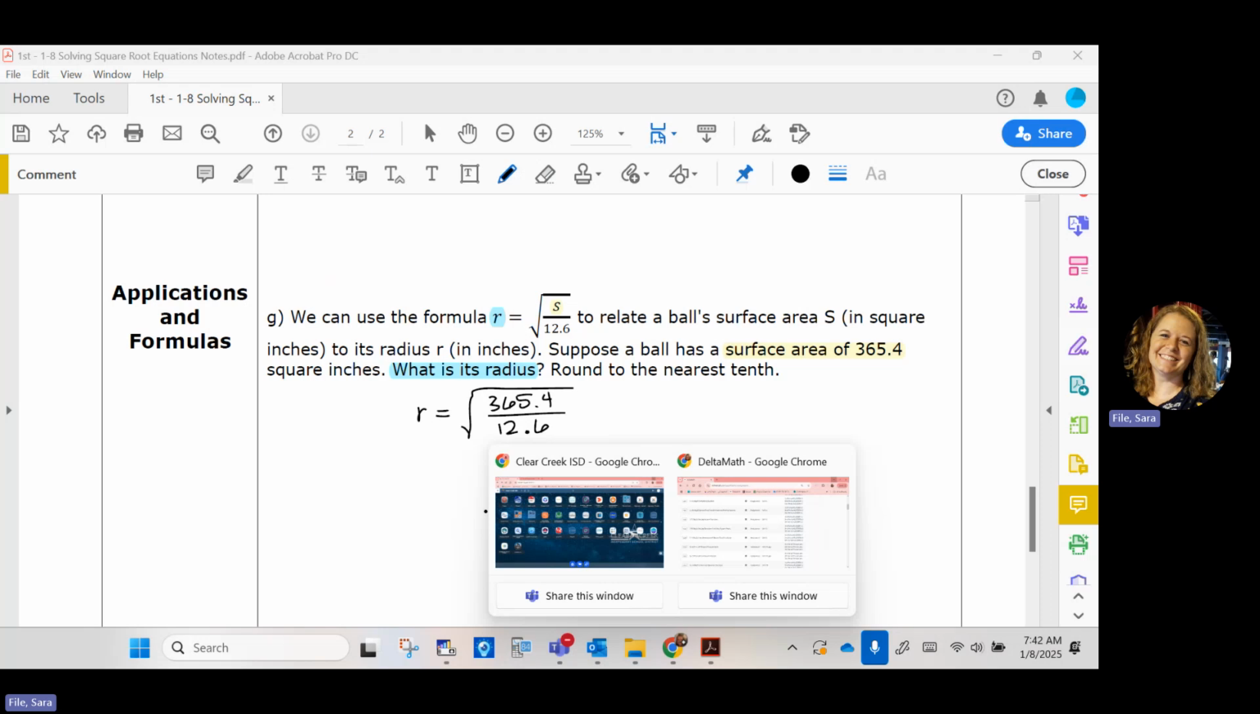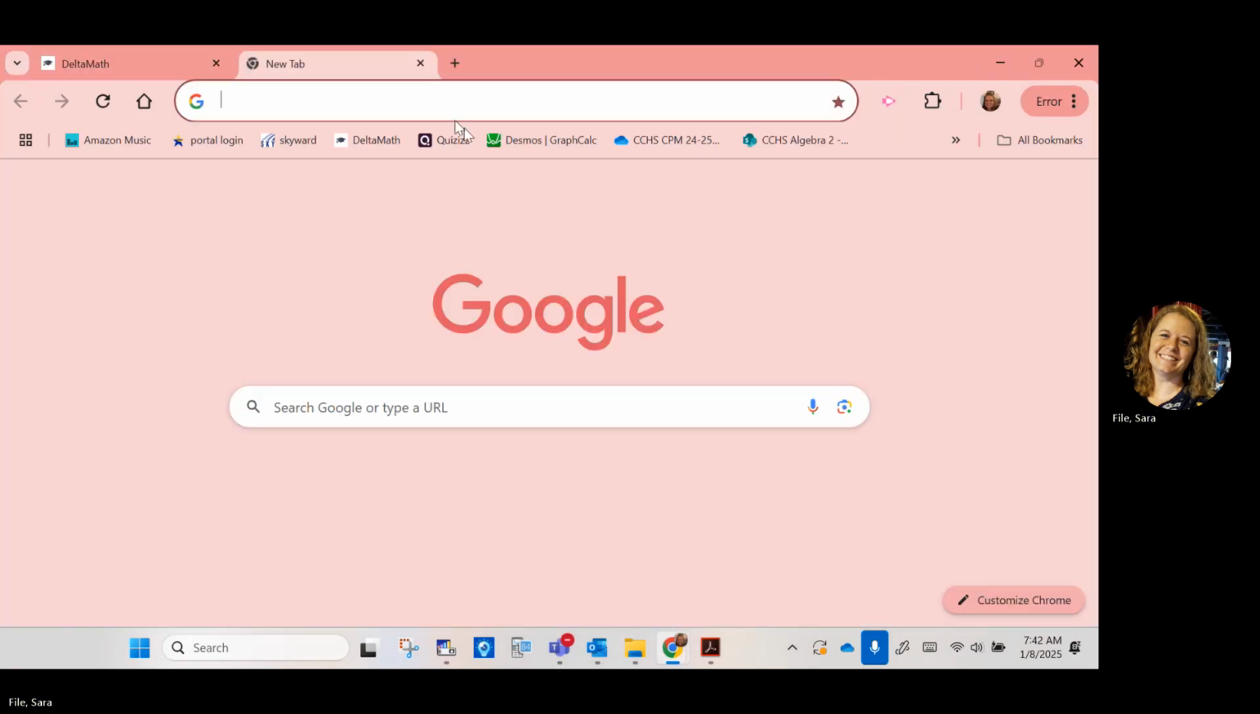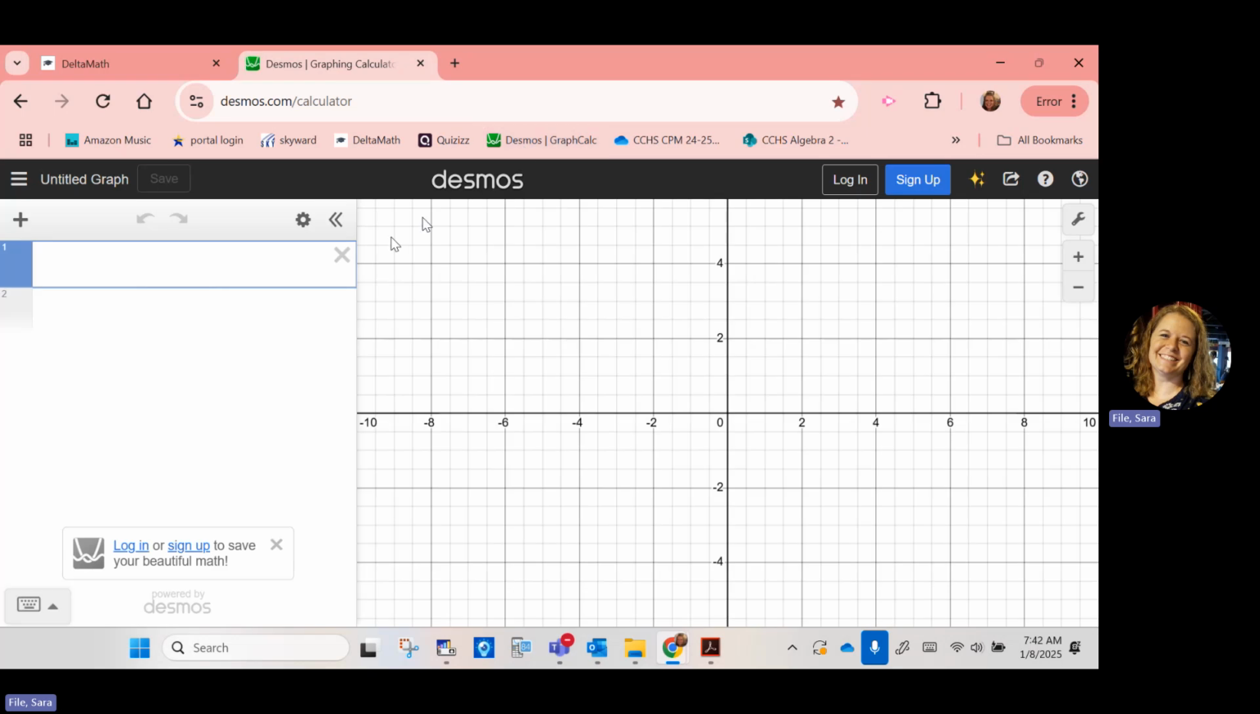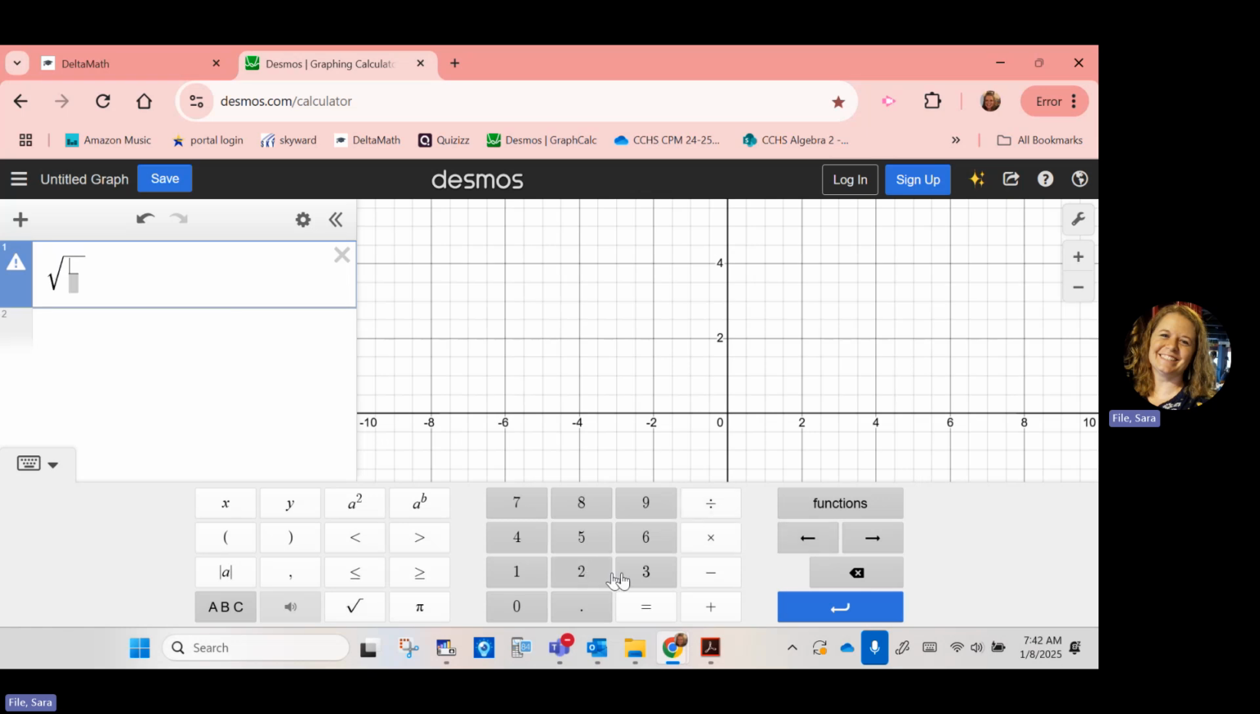Let's pull up Desmos. Okay, remember your square root symbol is here on your keyboard down here. Okay, and then we're dealing with a fraction. It was 365.4 over 12.6.